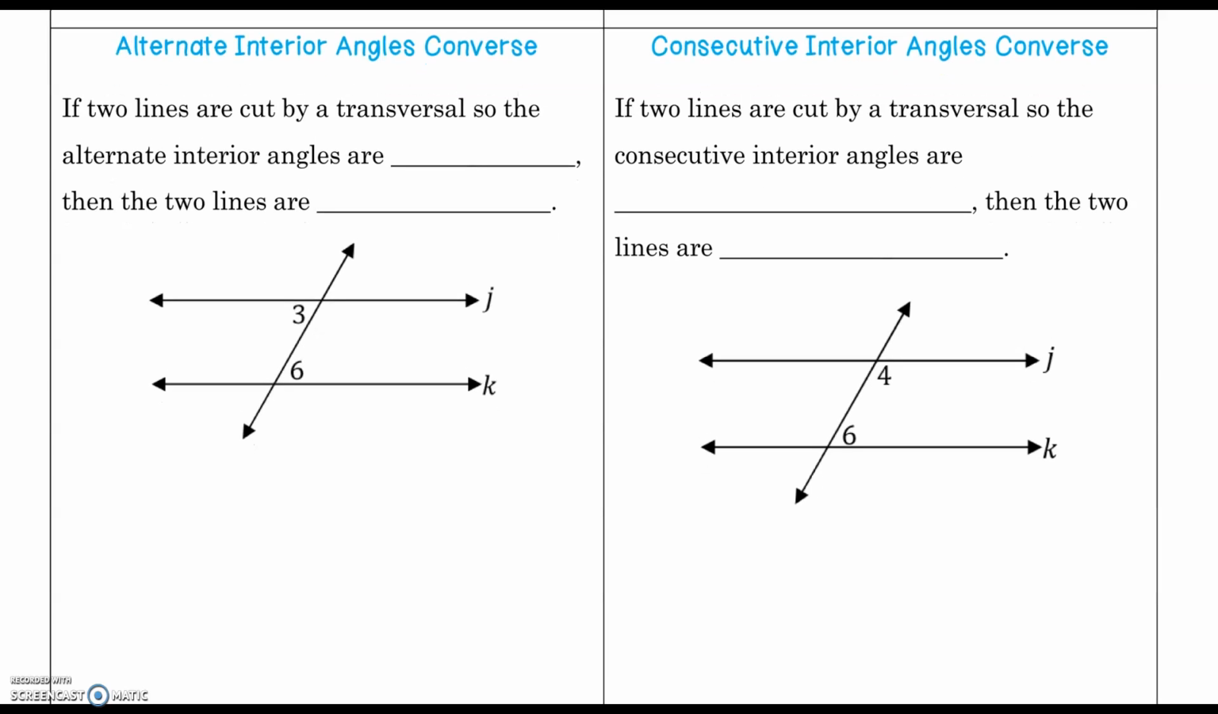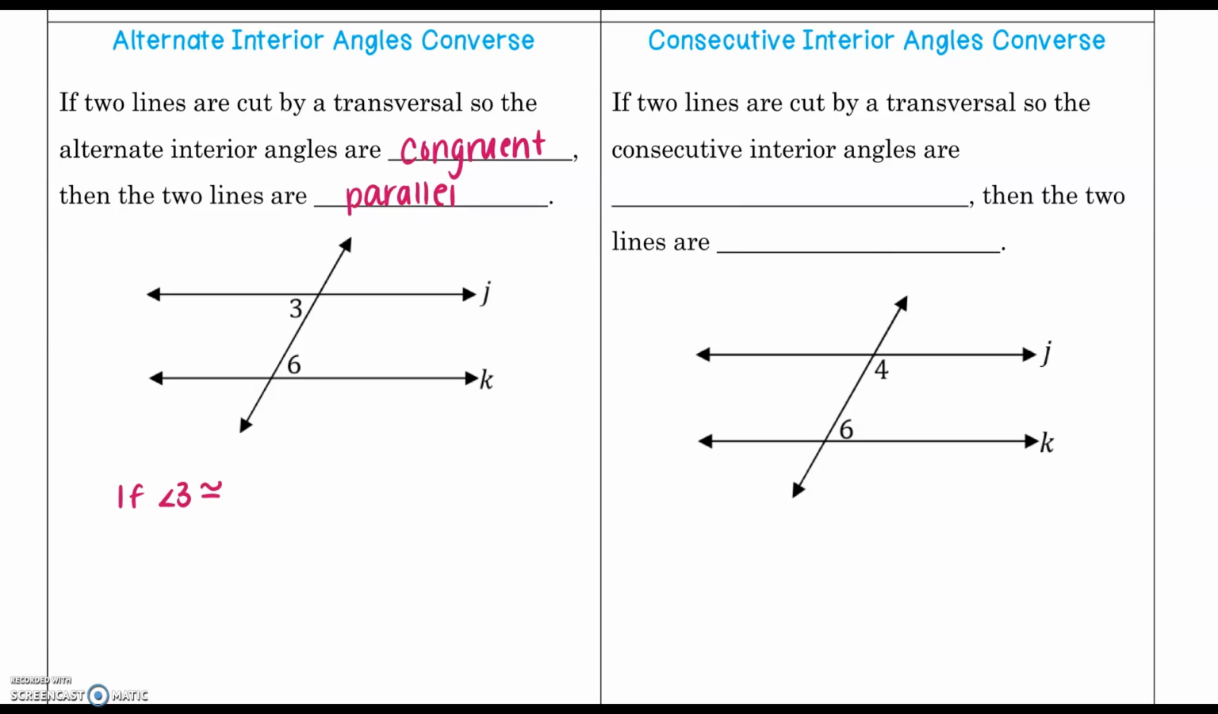Next, we have alternate interior angles converse. If two lines are cut by a transversal, so the alternate interior angles are congruent, then the two lines are parallel. So here we have angle 3 and angle 6. We know these are alternate interior angles. So if angle 3 is congruent to angle 6, so if our alternate interior angles are congruent, then J is parallel to K. So when we have alternate interior angles that are congruent, we know our lines are parallel. J is parallel to K.